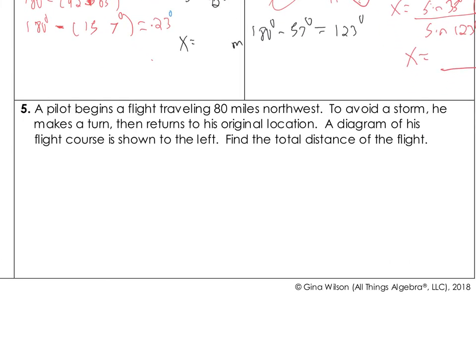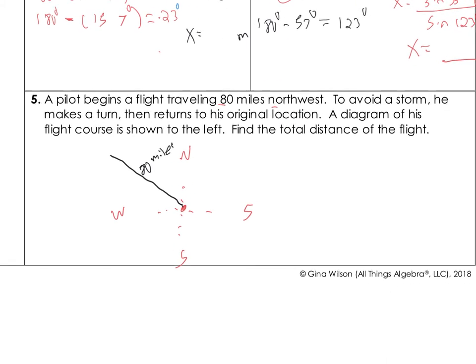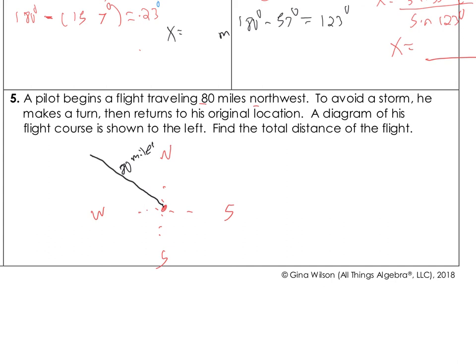Number 5, application problem. A plane begins a flight traveling 80 miles northwest. Well, here's north, here's south, here's west, here's east. If we start right here at the origin, say an XY plane, that plane took off 80 miles northwest. That would be this way, 80 miles. To avoid a storm, the plane makes a turn. Then it returns to the original location.